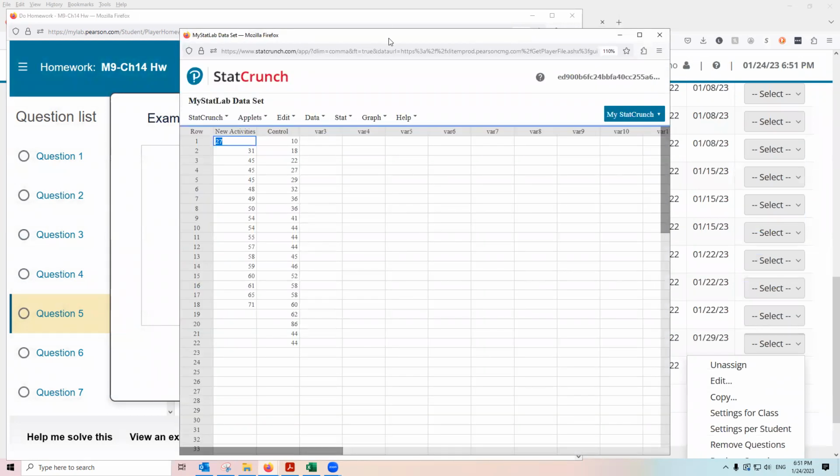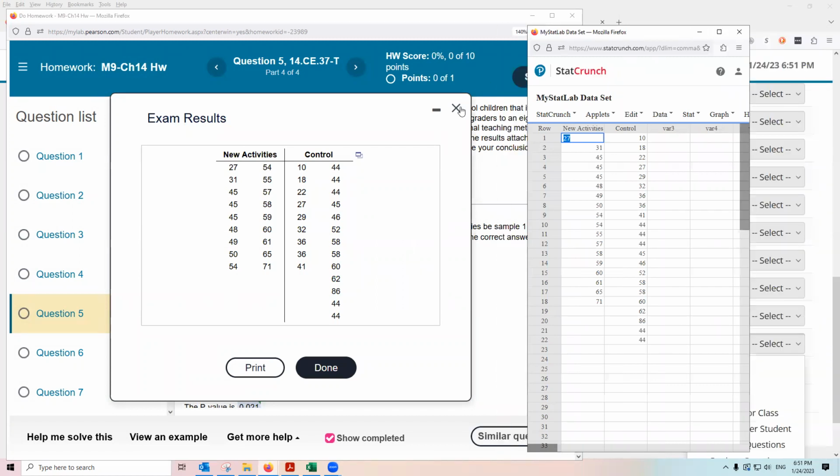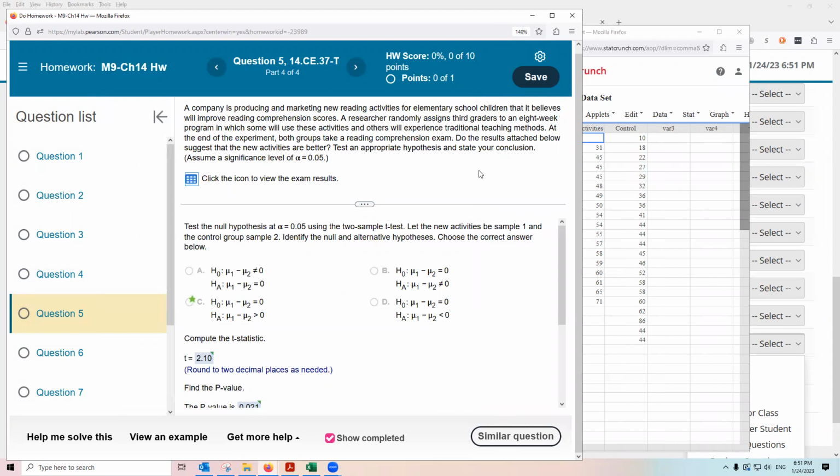Okay. And so let's see what questions they're going to ask us now. All right, so it says here, do the results say that the new activities are better? Well, if the new activities are better, then the difference would be a number greater than 0, right? And notice it says, let the new activities be sample 1 and the control group is sample 2.